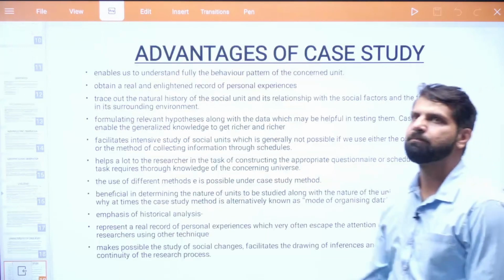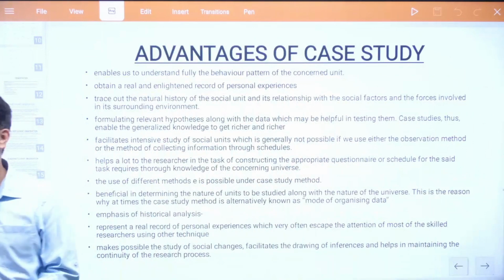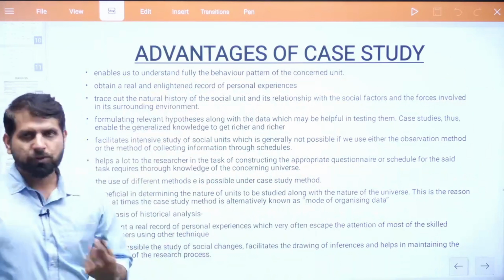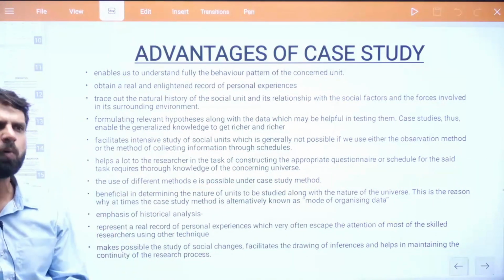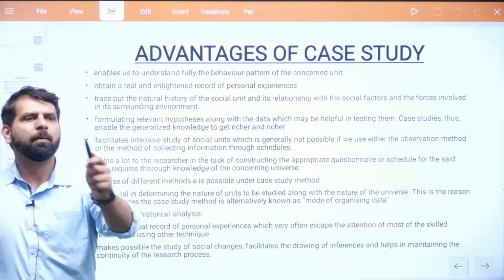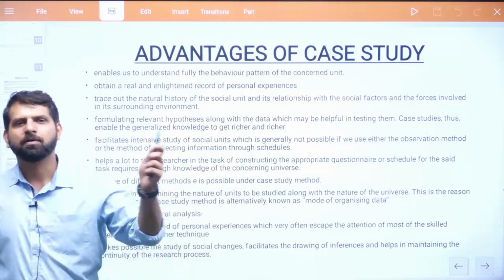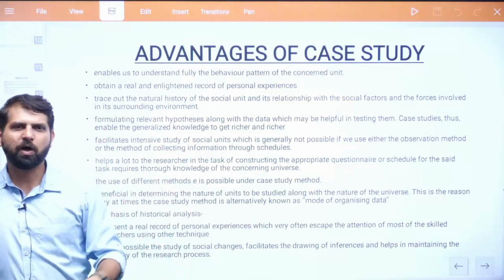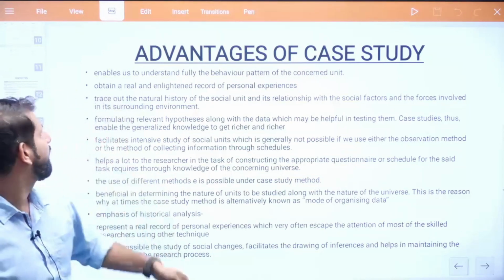Now, advantages. It enables us to understand fully the behavior of the concerned unit. You have studied so much about the Ayodhya case that you know bits and pieces of that. No one can trip you up on that. You are an expert on that, because a case study is about being an expert in a particular case.